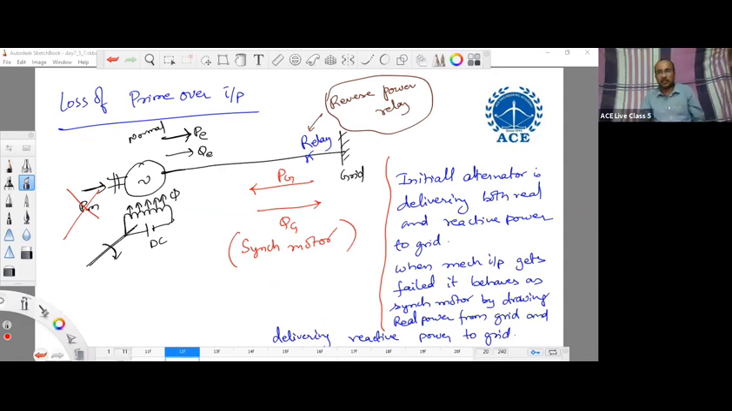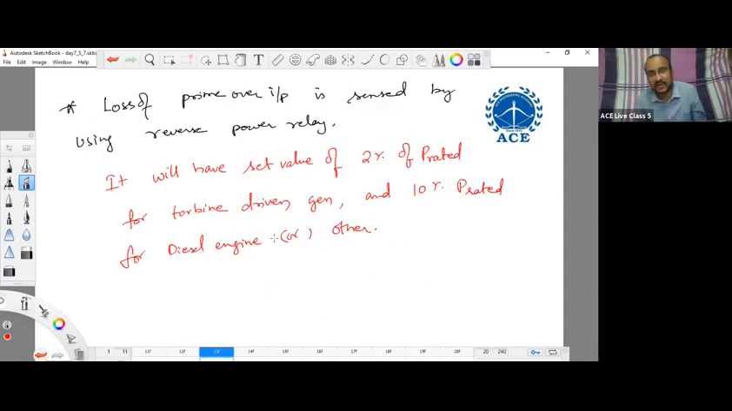When the prime mover input gets lost, what happens? The alternator behaves as a synchronous motor. How do you sense this? By using a reverse power relay. It will have a set value of 2% of rated power for turbine driven generators and 10% of rated power for diesel engines or any other.